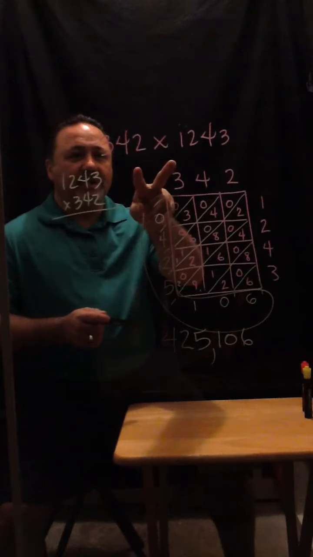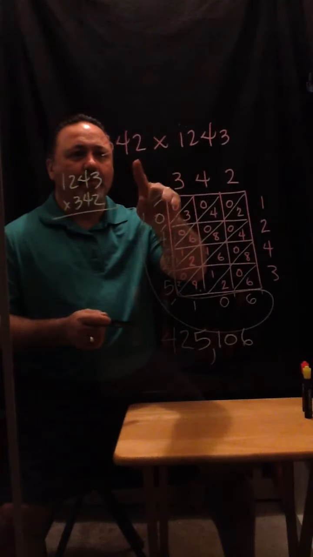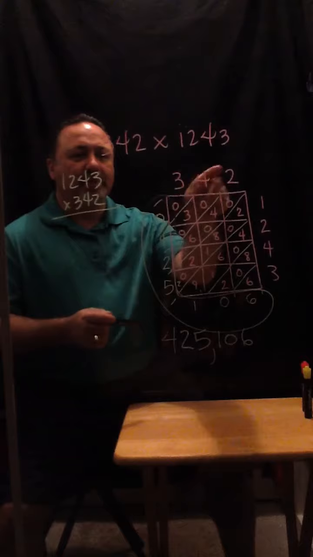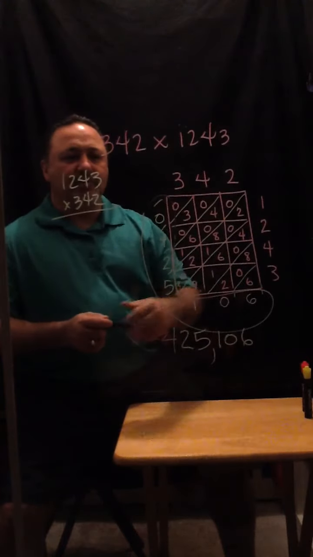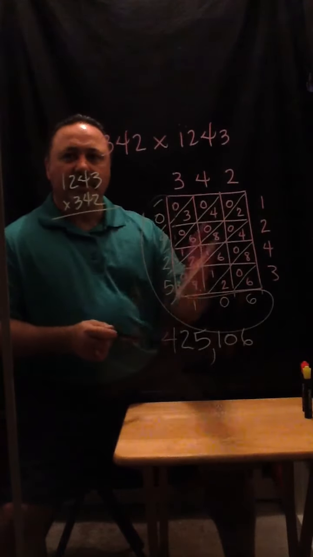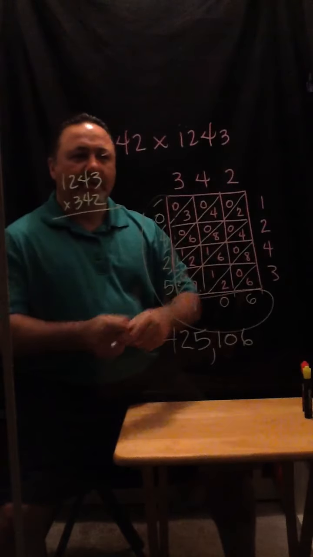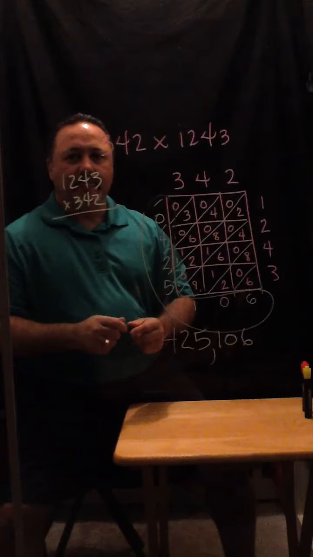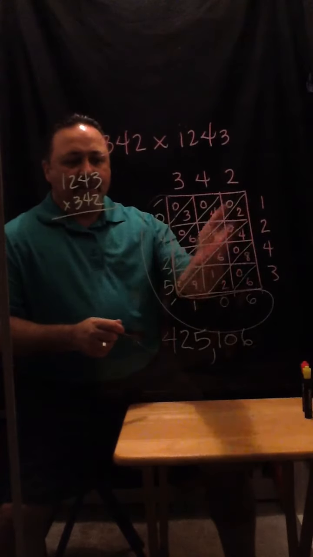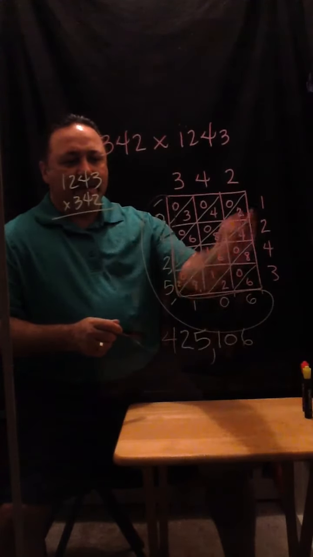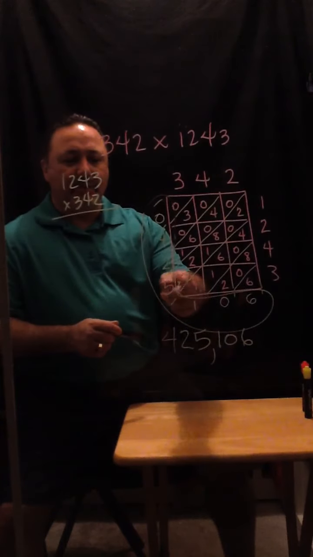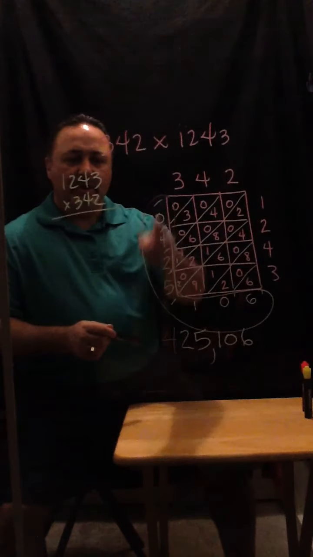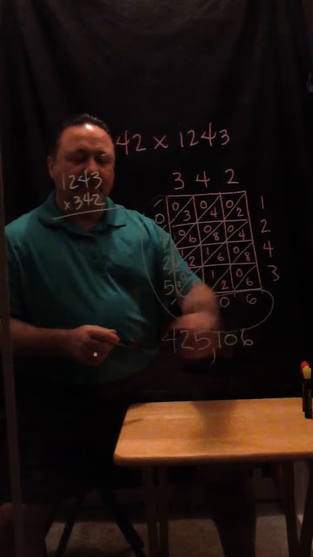You take your numbers, figure out which number you want to be on top, which one you want to be on the side. You place your numbers, you draw your columns, you draw your rows, you draw your diagonals. You multiply the numbers. Where they intersect, you put the answer. You add down the diagonals, carry when you need to. Your answers are here on the side. That's your answer to your problem.